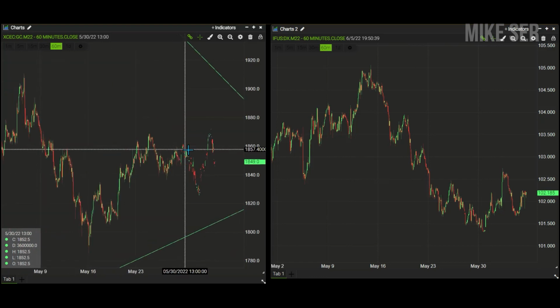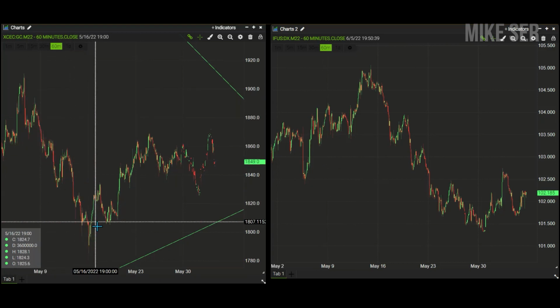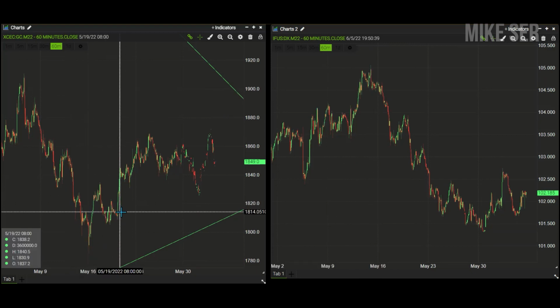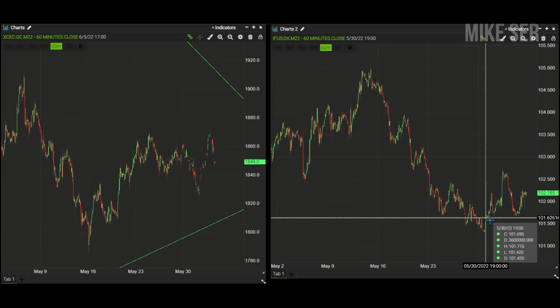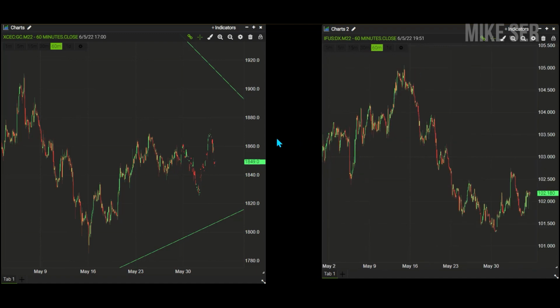All right, so you can see gold has been going down right here up to May 16th. US dollar has been going up, right? You can see the inverse relationship. Now you see gold going up and US dollar going down. So you can feel confident that the inverse relationship between the US dollar and gold is intact.